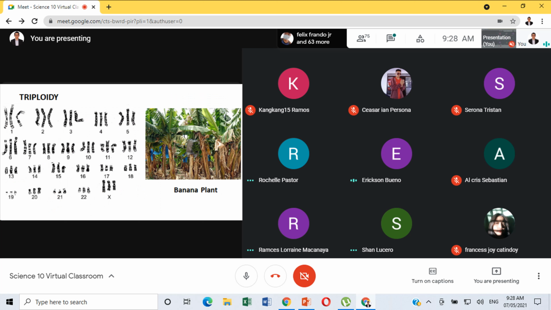Another case of non-disjunction involves a total lack of separation of homologous chromosomes. When this happens, a gamete inherits a complete diploid set of chromosomes. So when a gamete with an extra set of chromosomes is fertilized by a normal haploid gamete, offspring have 3 sets of chromosomes and are called triploid.